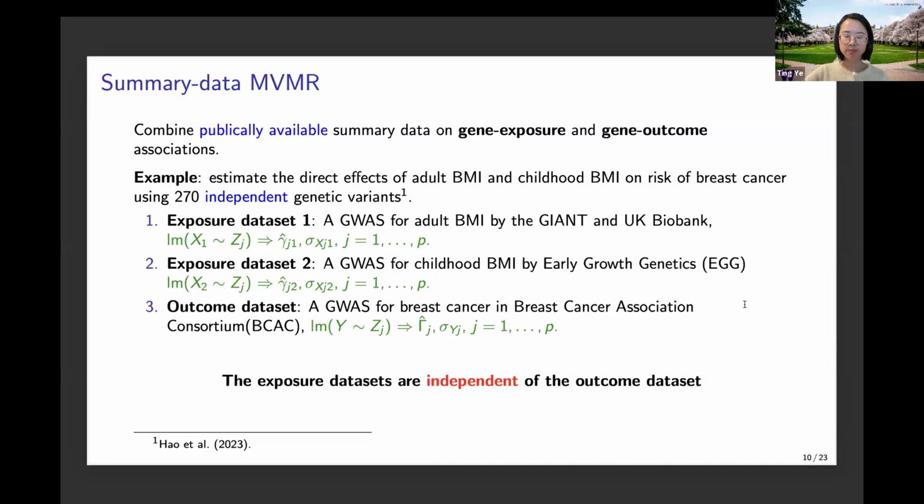So for most of this talk, my assumption will be that the exposure data sets are independent of the outcome data sets, meaning that these 2 exposure data sets are allowed to have some overlapping sample, but they will be non-overlapping with the outcome data set. And this will be relaxed towards the end of the talk.